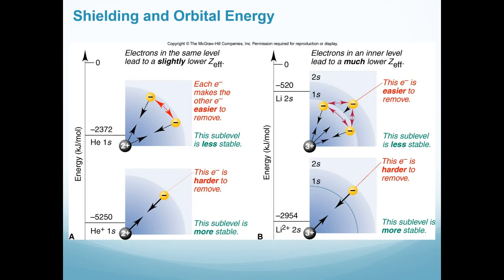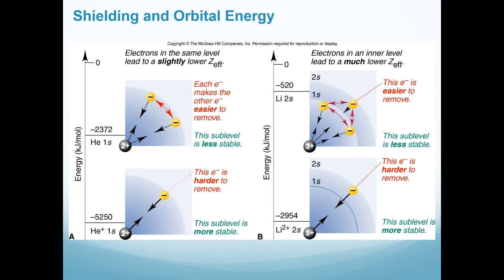Let's also look at shielding and orbital energy. We can look at two different cases. The first is where we have electrons that are in the same energy level. In terms of shielding, or blocking that pull from the nucleus, if those electrons are in the same energy level and right next door to each other, it doesn't have a great shielding effect. It's going to make it slightly easier to remove one of these electrons as opposed to just having the one electron out there, but it doesn't make a huge difference.